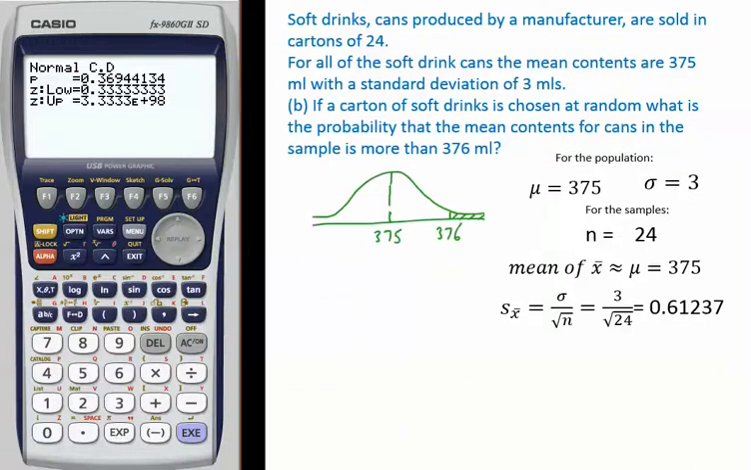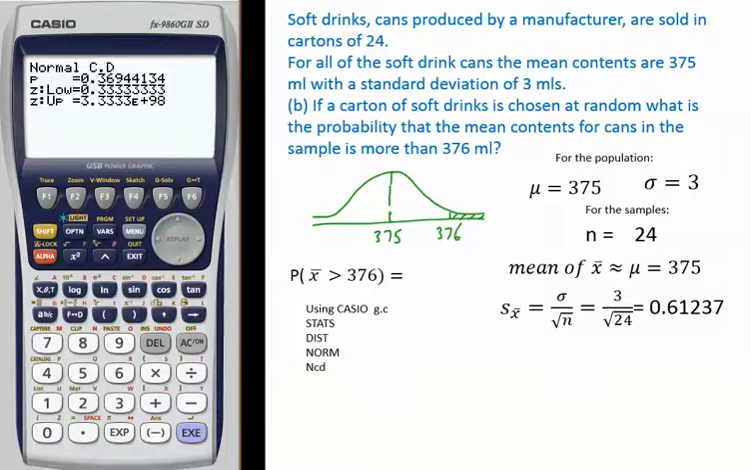So now drawing our diagram, this is a normal distribution of the means of samples of 24. The mean of the means is 375 indicated. Now we've got to mark 376 much further across because the standard deviation is smaller, it's 0.61 for the spread of the means. Now we're trying to find the probability that a mean of a sample of 24 is greater than 376. It's the mean of the sample now greater than 376, not just one individual can.